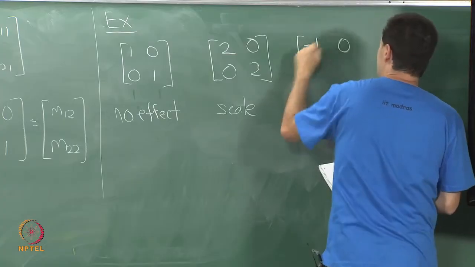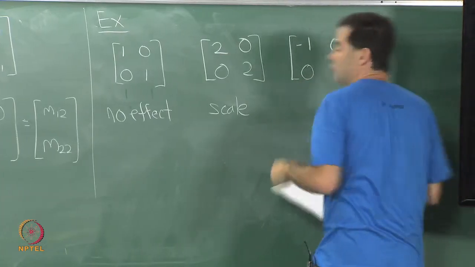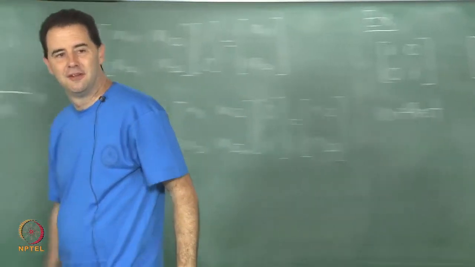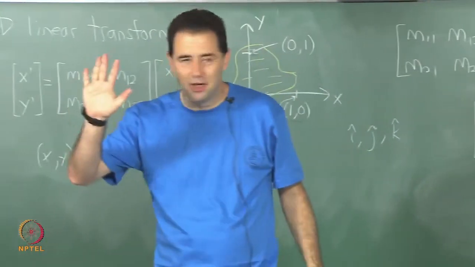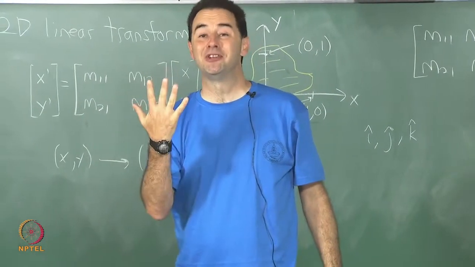-1, 0, 0, 1. So what will that give us? Right? So it's a kind of flip, right? So it gives us a mirror image, let's say. It's an informal way to say it. So we get a mirror image.